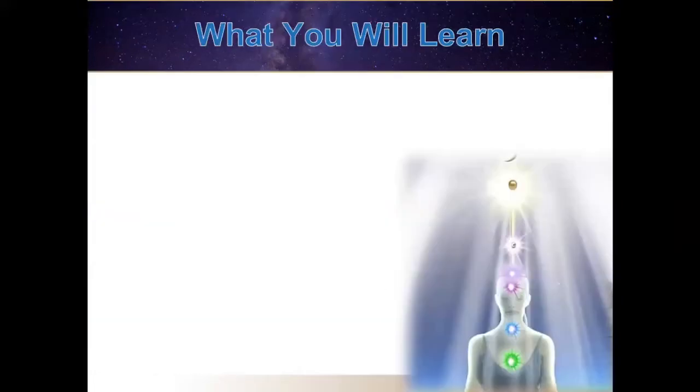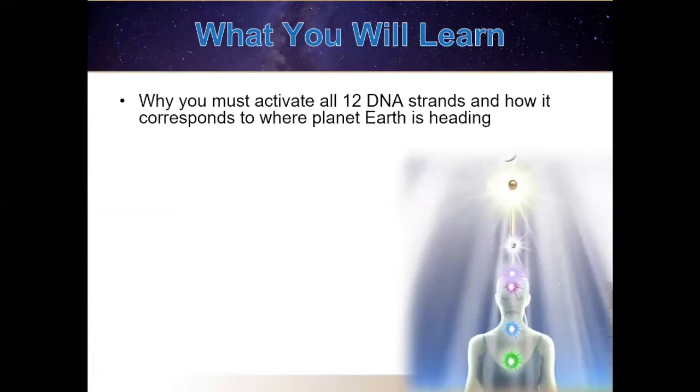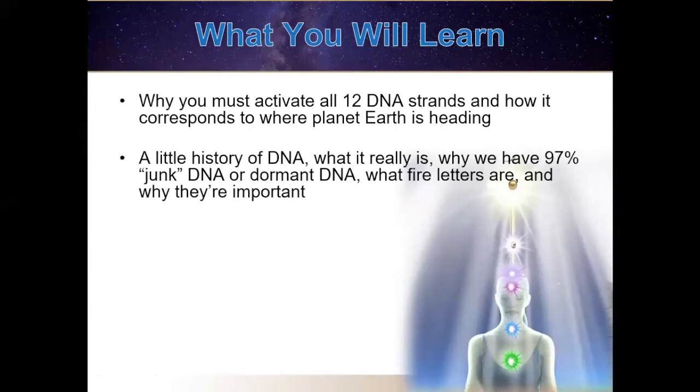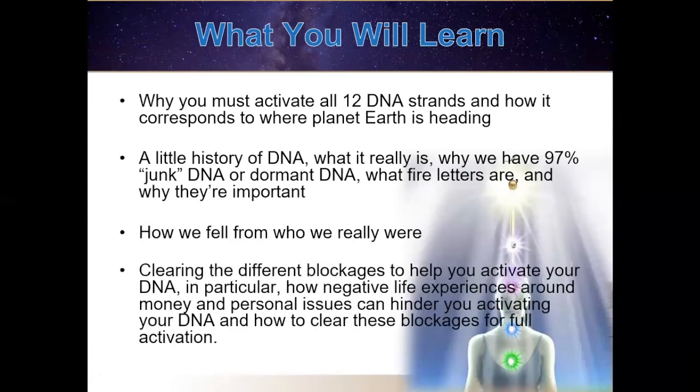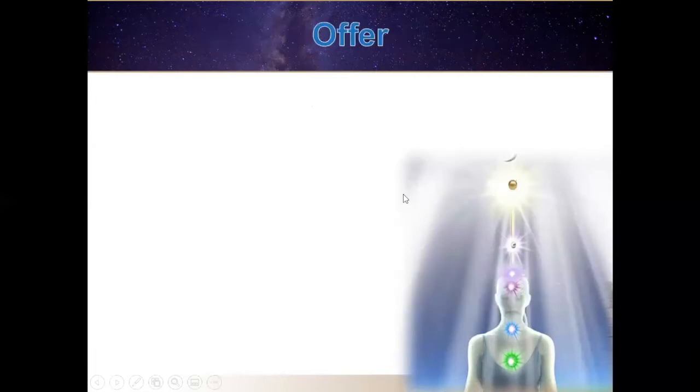Okay, so we'll start off with what you will learn. You will learn why you must activate all 12 DNA strands and how it corresponds to where planet Earth is heading. A little history of DNA, what it really is, why we have 97% junk DNA or dormant DNA, what five letters are and why they're important. How we fell from who we really were. Clearing the difference to help you activate your DNA. In particular, how negative life experiences around money and personal issues can hinder you activating your DNA and how to clear these blockages for full activation. So this is what you'll be learning in today's webinar.